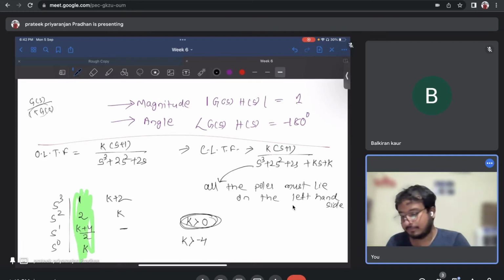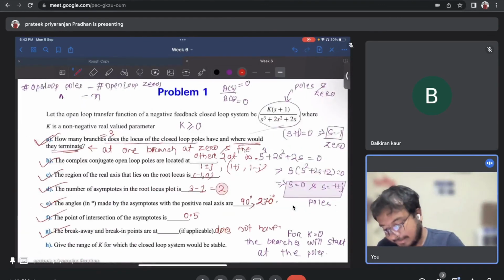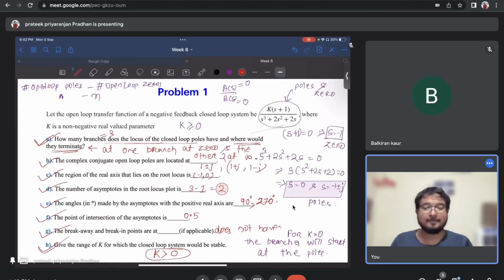Is it clear? So this condition is K should be greater than 0. Simple.